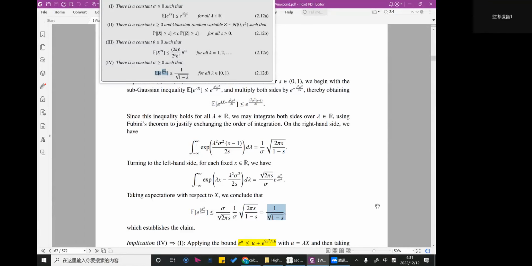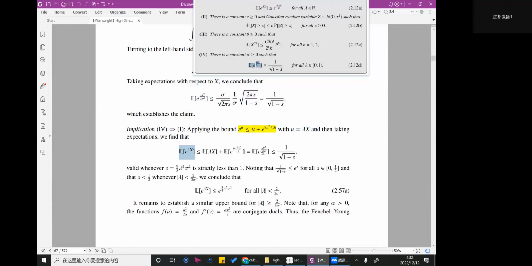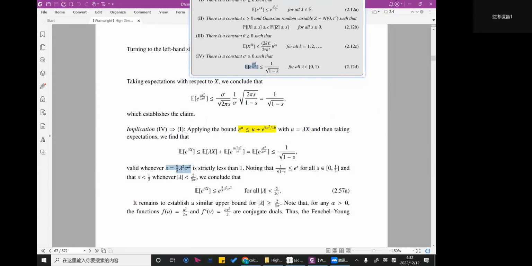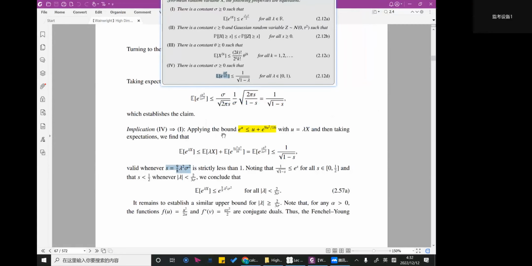Here, the author applied this bound. We will talk about this bound in detail later, but firstly, assume that this bound is correct. Then, we apply this bound with u equals to this and take expectations. We can easily get this, which is valid whenever s equals to this value is less than 0. Let me see. Yeah, here is the direct application of this bound and taking expectations.